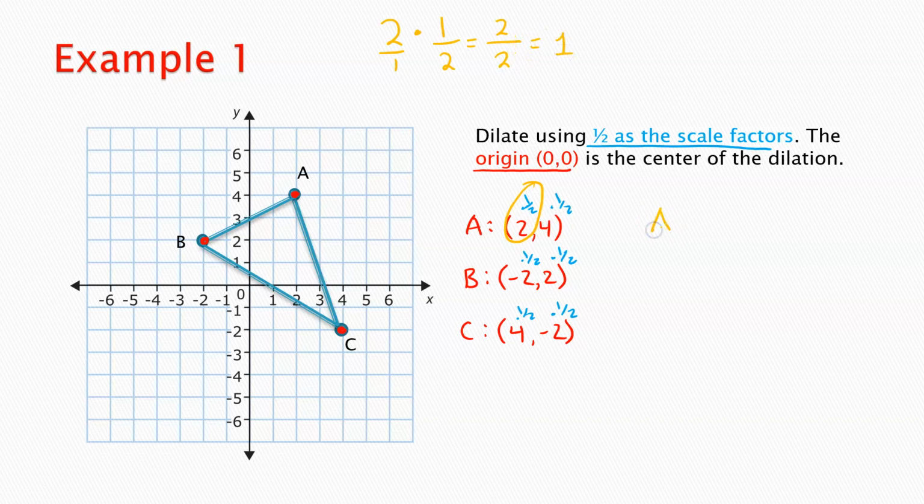So for A prime, don't forget the prime, my new X value is going to be 1. Let's do the same thing with the Y's. 4 times 1/2: that's 4 over 1, 4 times 1 is 4, 1 times 2 is 2, and 4 divided by 2 is 2. So the coordinates for A prime are (1, 2).